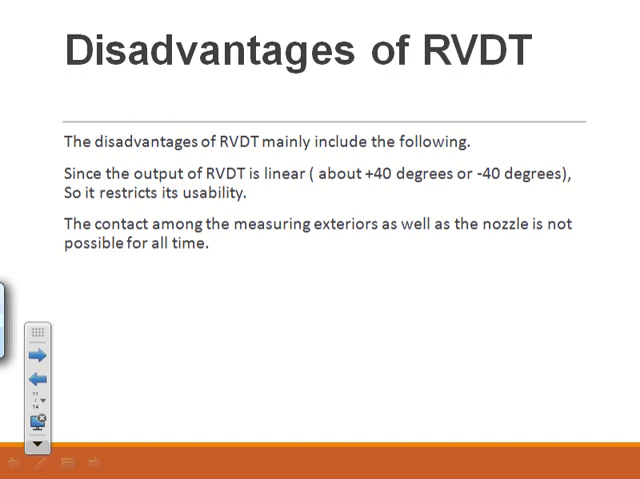And two disadvantages are mentioned here. The output of the RVDT is not linear over the full range, so it restricts its usability. There is some restriction in the usability. And contact between the measuring exterior and the nozzle is not possible all the time. Some contact may be lost at times. So these are the two disadvantages.